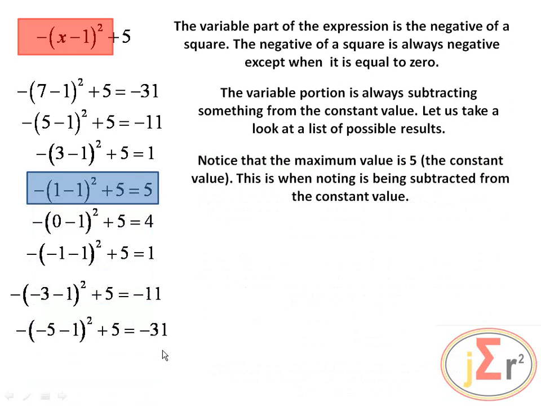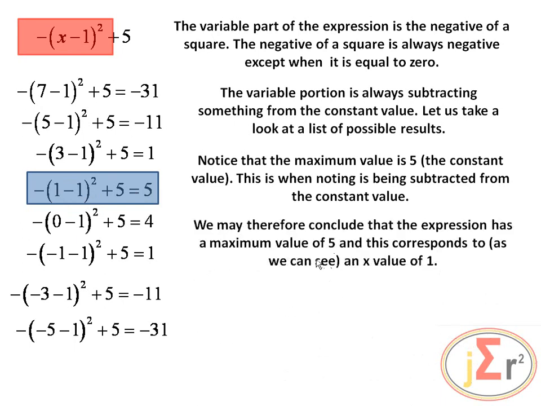Notice that the maximum value is 5, and of course that is equal to the constant value. This is when nothing is being subtracted from the constant value. So of course the maximum, notice that this has a negative 31, so this number is less than negative 11. Negative 11 is less than 5. And if we take a look at the rest of it, we'll realize that the greatest value that we have here is 5. And the associated x value is when x is equal to 1, which will cause the content of the bracket to be equal to 0.